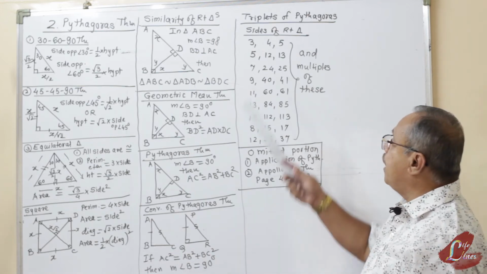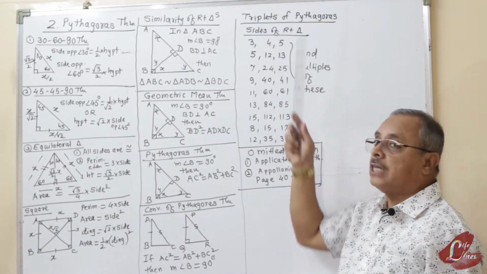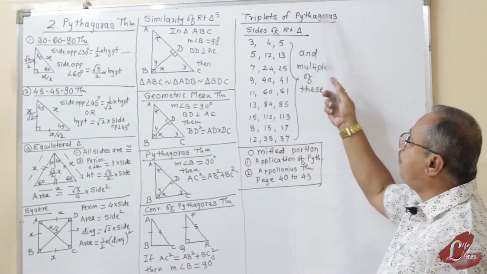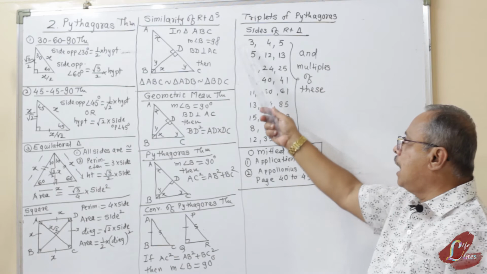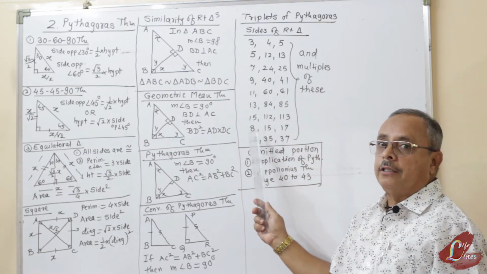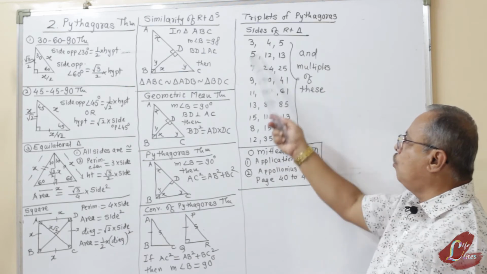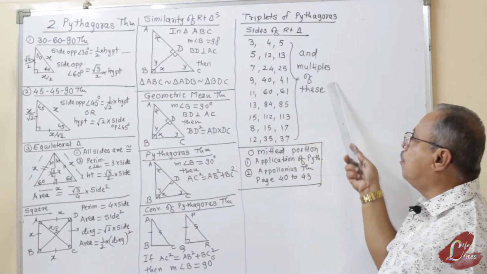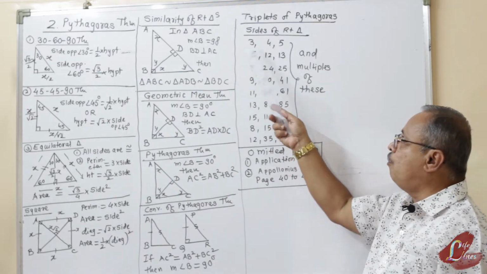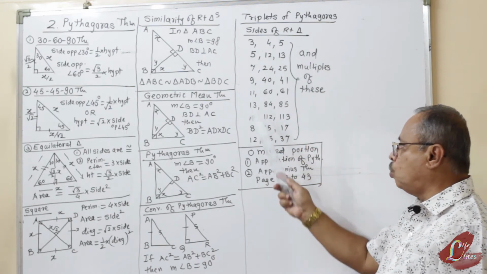Now, examples which are based on the sides of a triangle are called triplets of Pythagoras. These are the triplets of Pythagoras we are going to come across in 10th standard. Not only these, multiples of these are also there, like 3, 4, 5, 5, 12, 13 and so on.